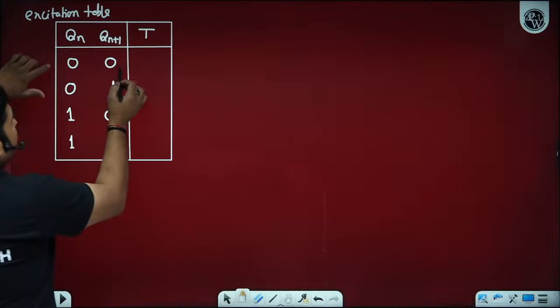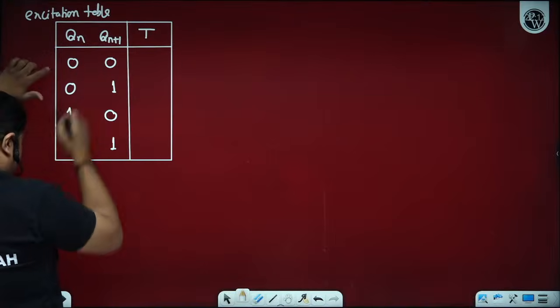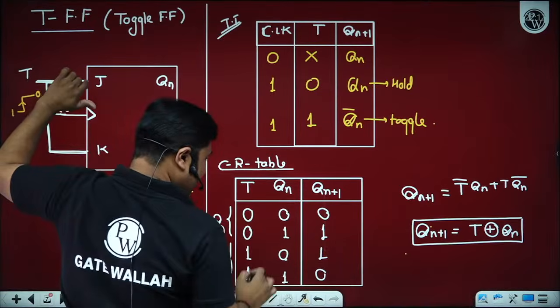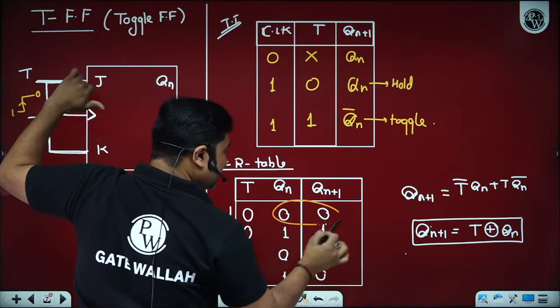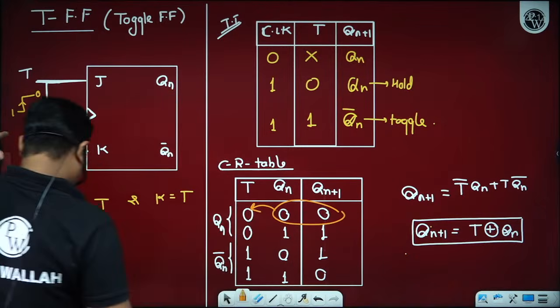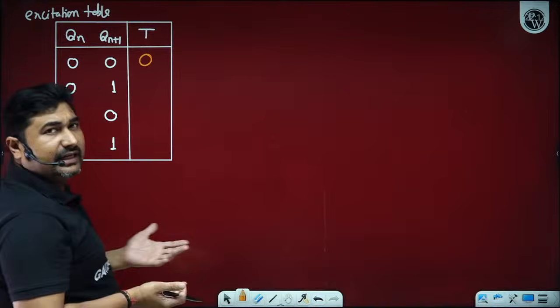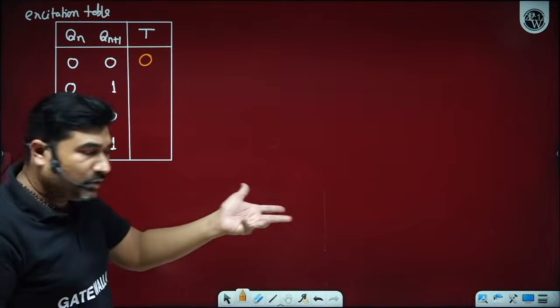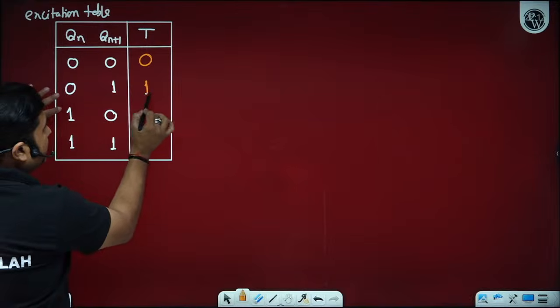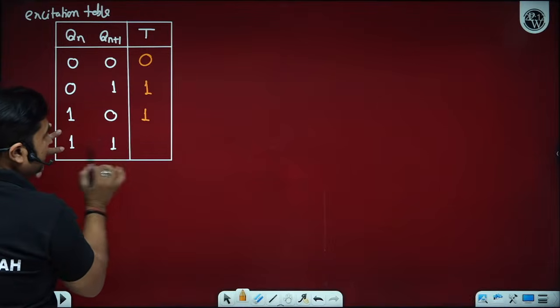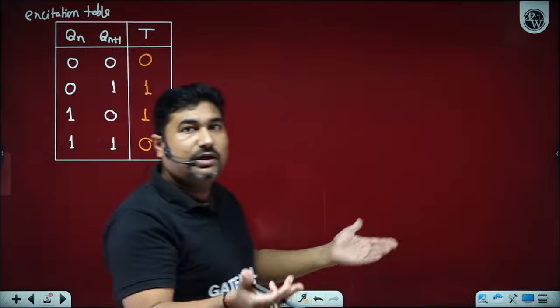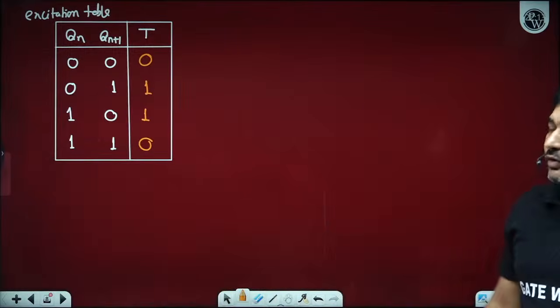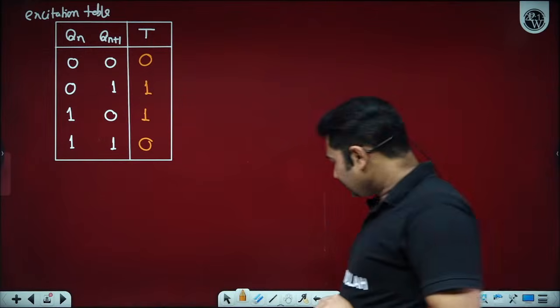Now for T, we all can see, if you observe the characteristic, then for present state 0, next desired state 0, T needs to be 0. Definitely, if there is no change in the state, T needs to operate in a hold mode. So if there is a change, T will be in the toggle. If there is same, T is in a hold mode. How many of you able to understand, beta ji?